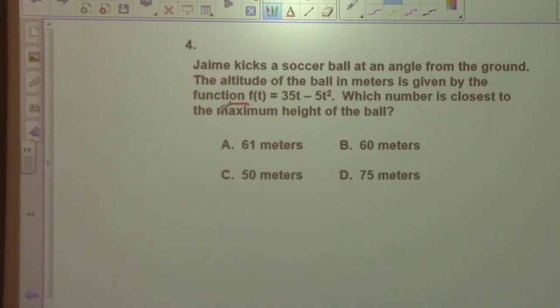You're going to be asked for either the maximum height or the time it takes to get there, right? It's not the same thing, even though it's the same point on the graph. It's the x value versus the y value.